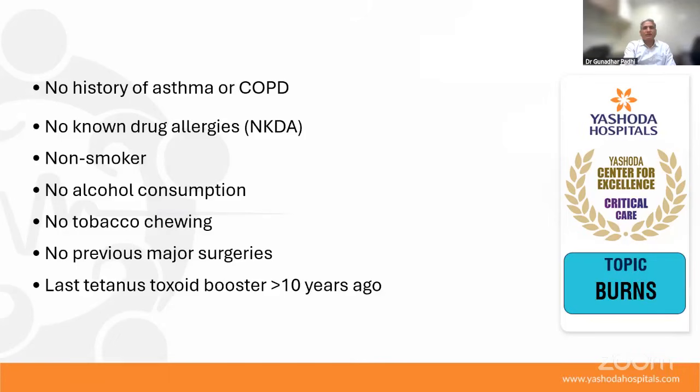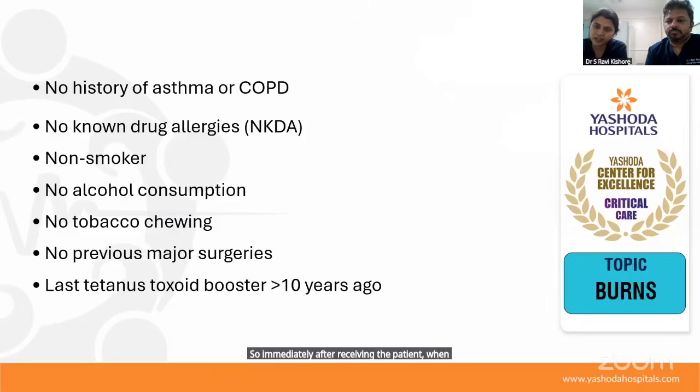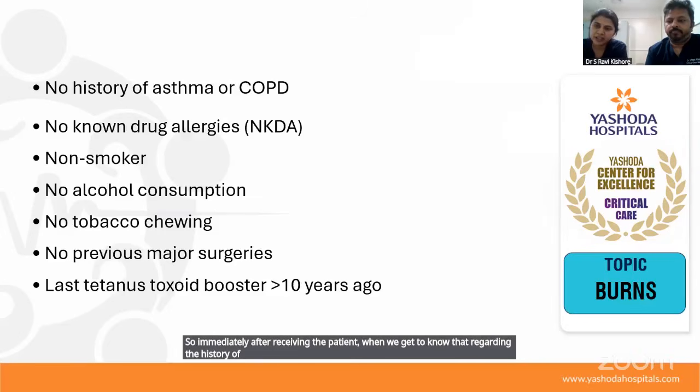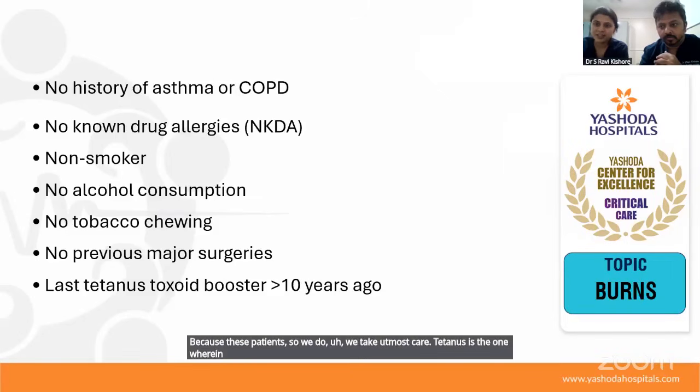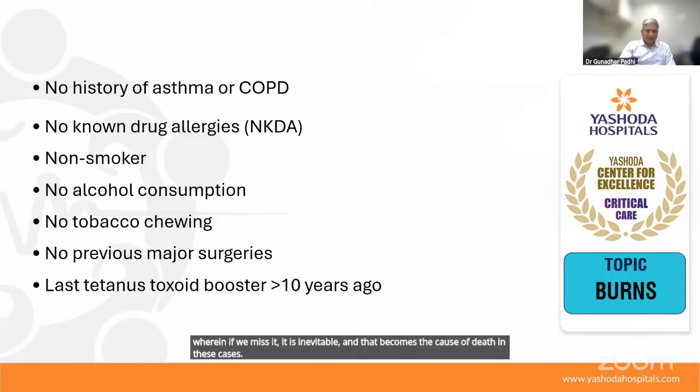Immediately after receiving the patient, when we get to know the history of tetanus toxoid vaccine, if it is more than 5 years, we have to administer the vaccine immediately, sir. Because in these patients, though we take utmost care, tetanus is the one where if we miss it, it is inevitable, and that becomes the cause of death in these cases. Yes, correct.